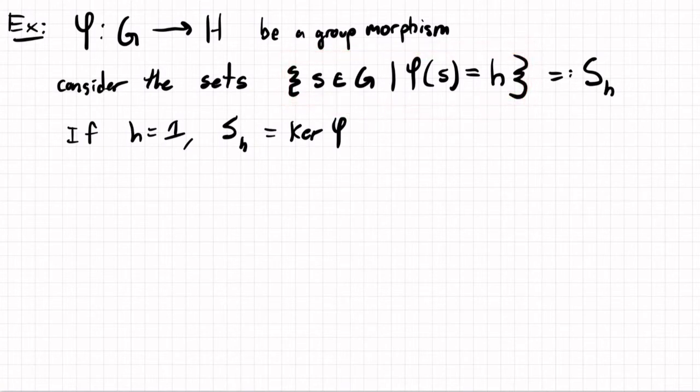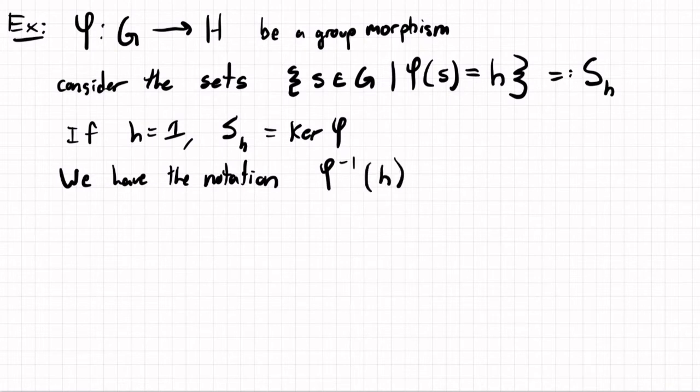And then whether or not H is 1, we have the notation. We write phi inverse of H equals SH, which is equal to this thing. And so phi inverse of H is called the inverse image.